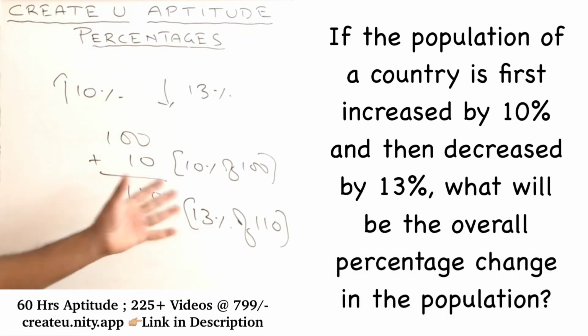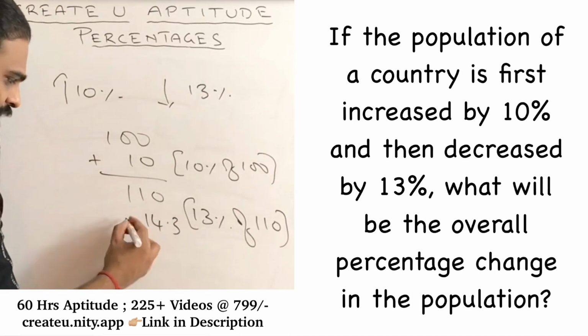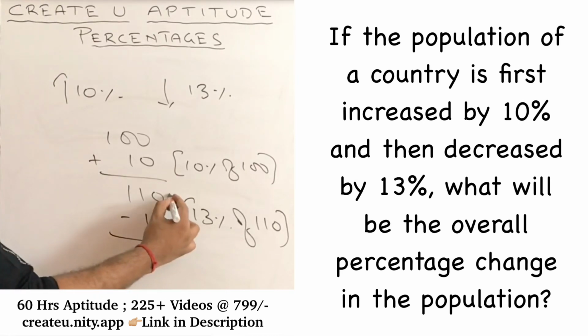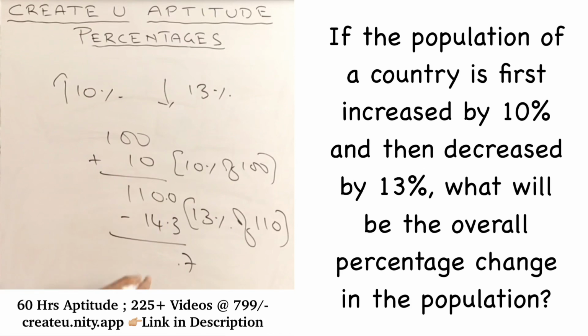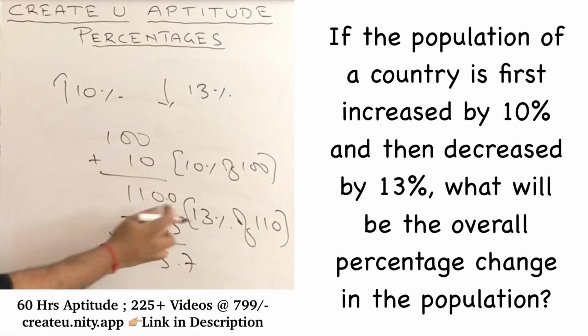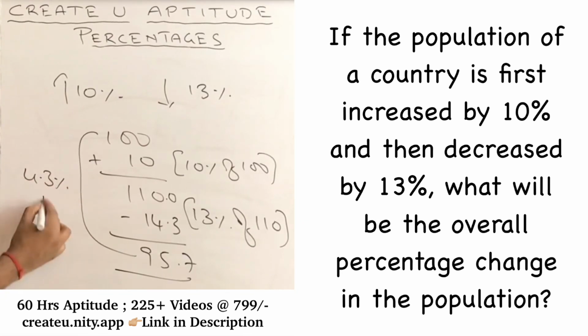If I work hard and calculate, I'll get 10% as 11 and 1% is 1.1, 1.1, 1.1, so 3.3. So 11 plus 3.3, I'll get it as 14.3. I have to subtract 14.3. So I'll be taking borrow and I'll say this is 7 and this will be 9 and this will be 5. And this I have borrowed again, so 0, so this will be 9 and this is 0, so it is 95.7. So overall change will be equal to 4.3% decrease.